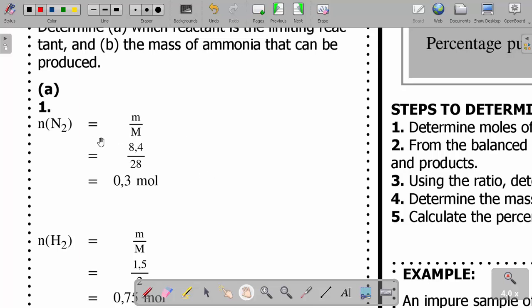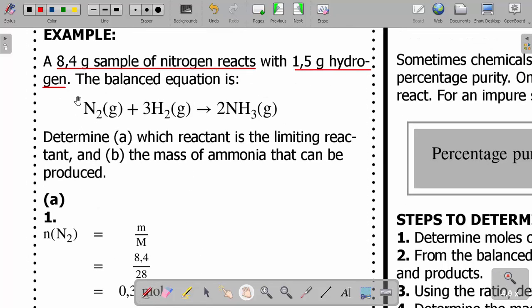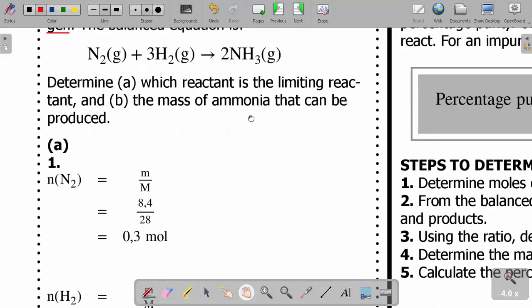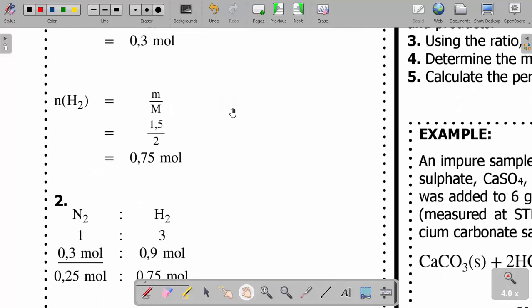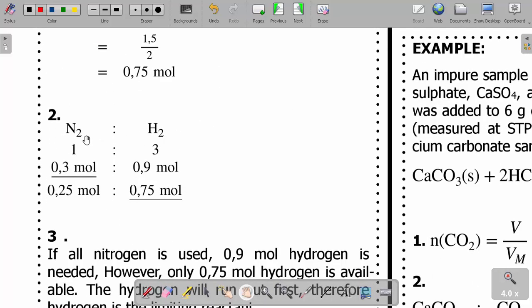Now we are going to decide which of the 2 is limiting. Are we together? This is 0,3. This is 0,75. What was our mole ratio again? Nitrogen to hydrogen, it is 1 to 3. Let us proceed then. If I look at my mole ratio, 1 to 3, these are the available moles. 0,3 moles of nitrogen. Because it's 1 to 3, the amount I'm going to need for hydrogen is this one multiplied by 3, which is 0,9 moles. However, I only have 0,75 moles available.